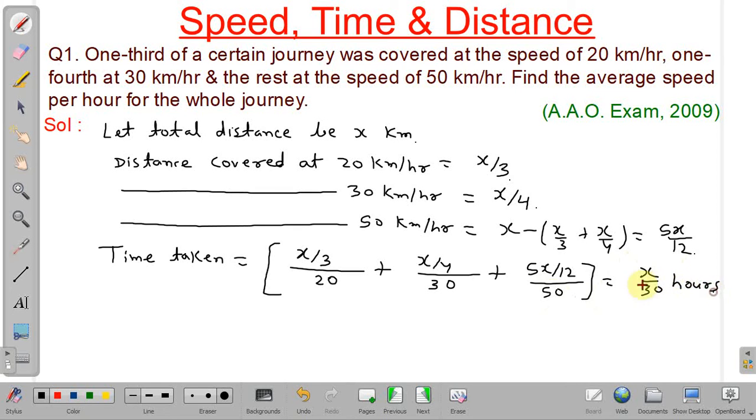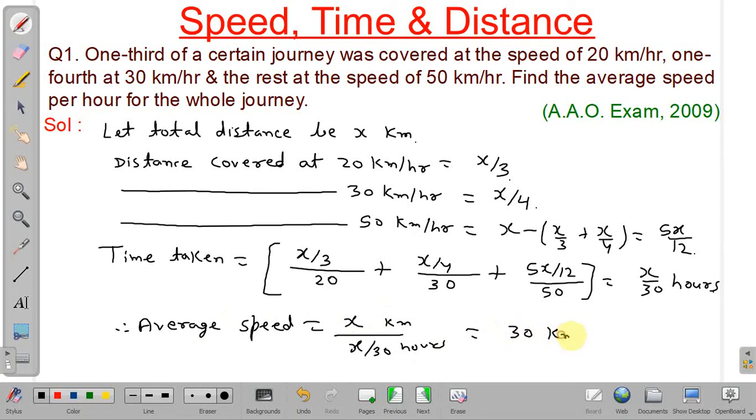Now we know the total time and the total distance. Therefore, average speed can be calculated. Average speed equal to total distance, that is x, divided by total time, that is x by 30. This is hours and x is in kilometer. So we will get 30 km per hour. Okay. We will discuss next problem.